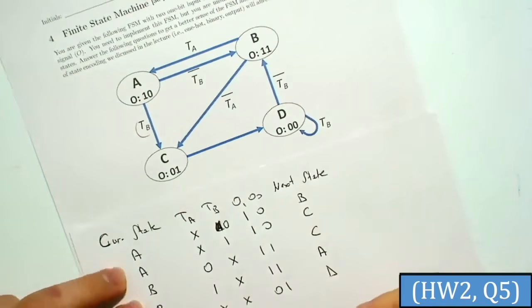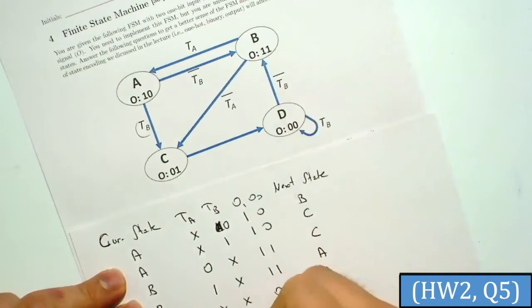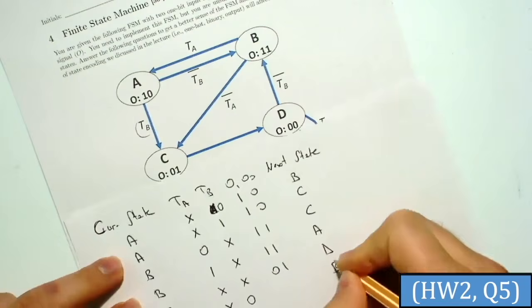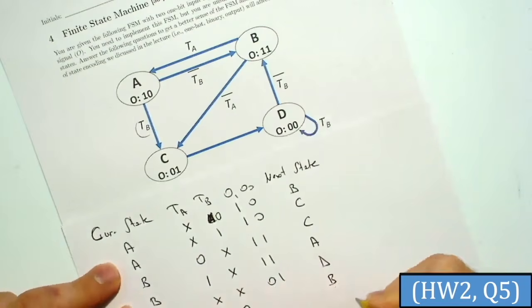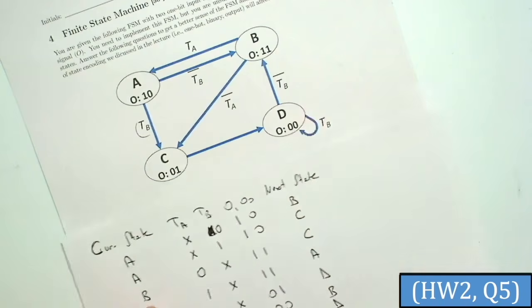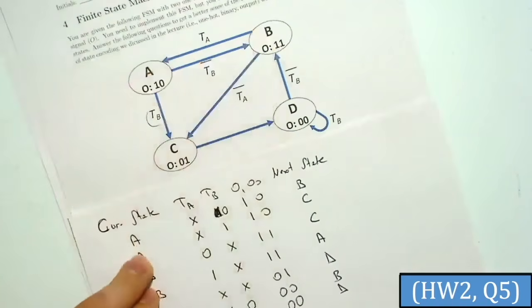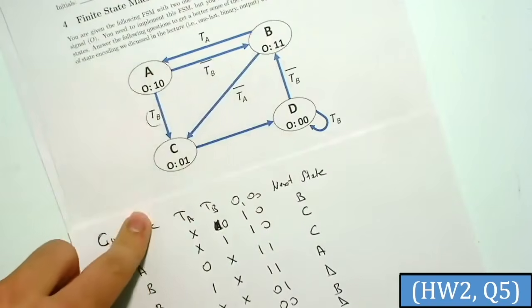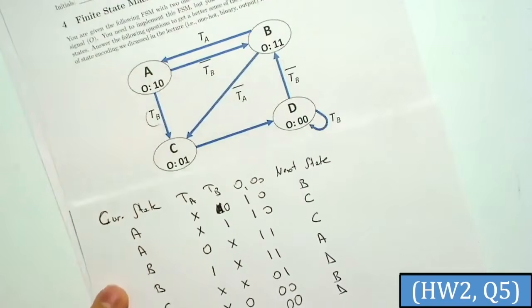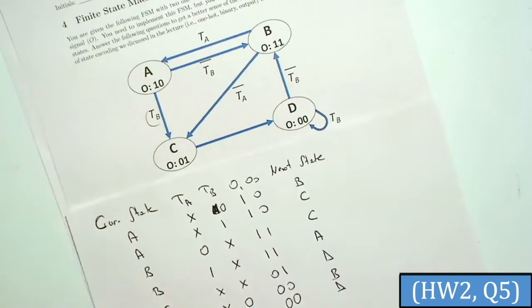For D, if I have 0 for TB and don't care for TA, then I'll visit B, and if I have 1 when I'm in D, then I'll visit D again, and the output will be 0, 0. Let me see if everything looks good here. TB 0 will go to B, and TB 1 will go to C, right? Okay.